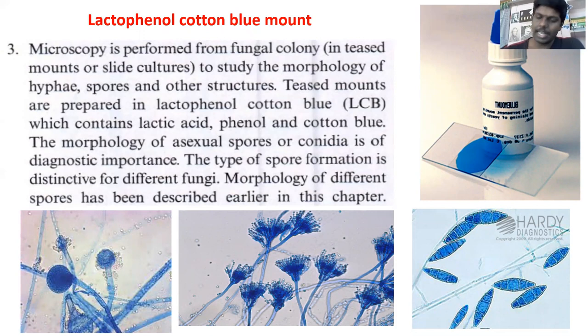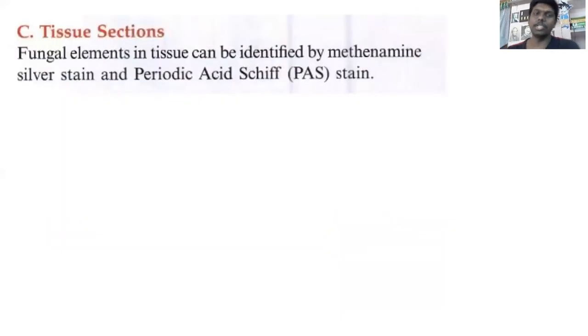Okay. Then next and last and finally is your tissue sections. So sometimes these fungi will infect deep into the skin and they will infect the deeper organs. So that time what we will do is we will take a small biopsy of that skin, and we will go for section cutting, and we will stain that section by periodic acid Schiff, for some special stains to see fungus growth.